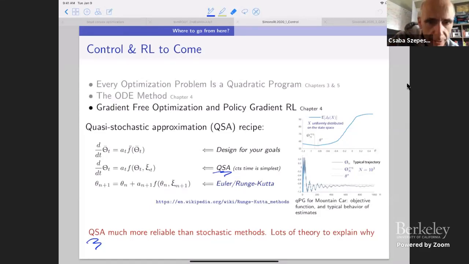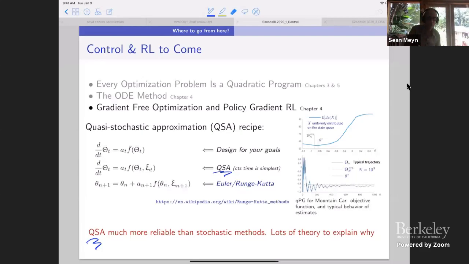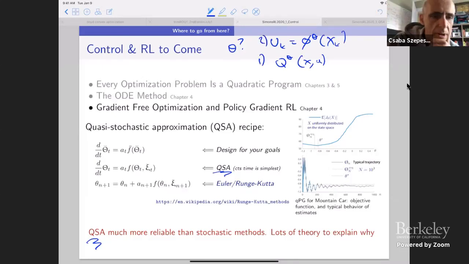Okay, so one last question. What does theta represent? This slide, or this slide, it'll be anything. So okay, theta, you could have U_k equals some parameterized policy. That's a possibility. Or you could have our friend Q_theta of x, u. Those are the two examples.